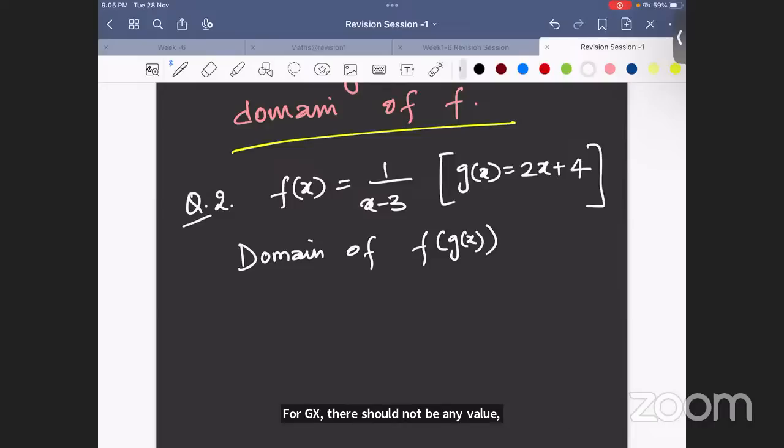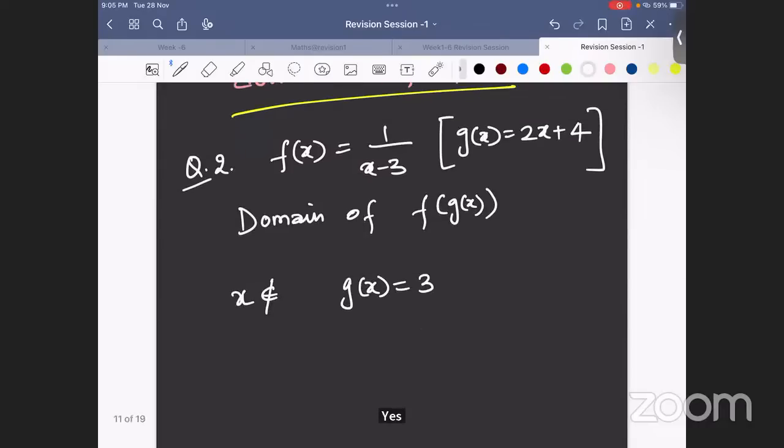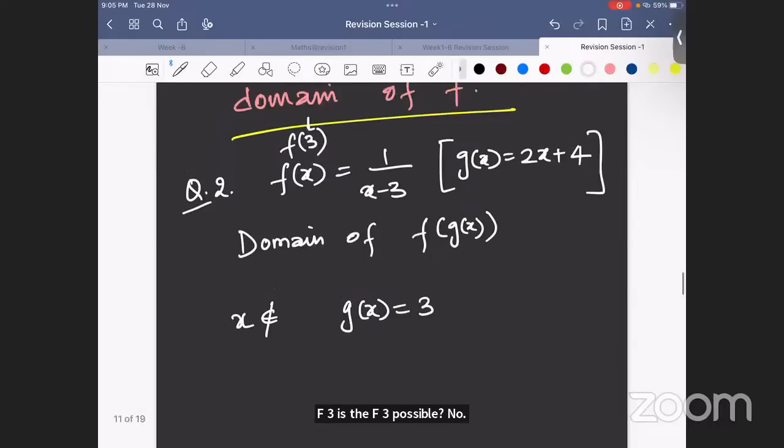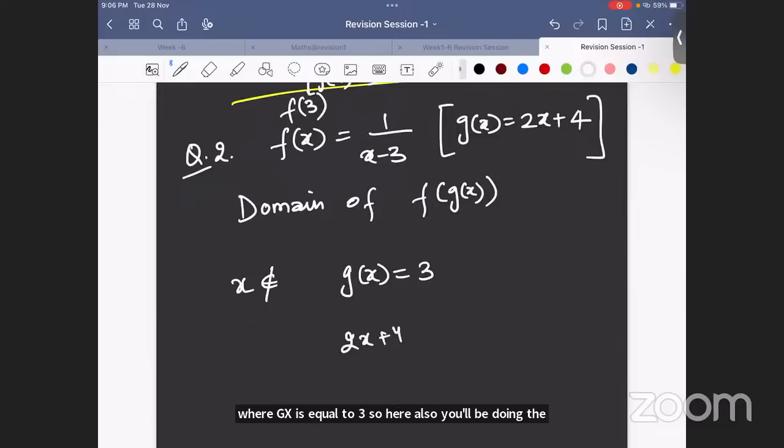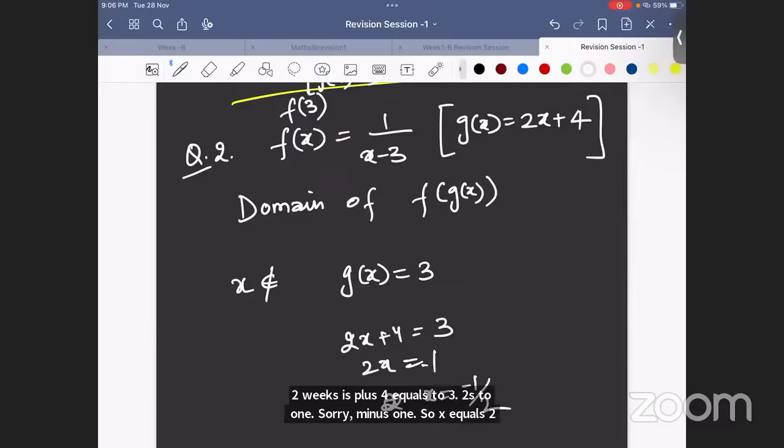But for f(x), you have to remove all those values of x where g(x) is equal to 3, because f(3) is not possible, right? Is f(3) possible? No. That means you exclude all those values of x where g(x) equals 3. So here also you do the same thing: 2x plus 4 equals 3, 2x equals minus 1, so x equals minus 1 by 2. Correct?